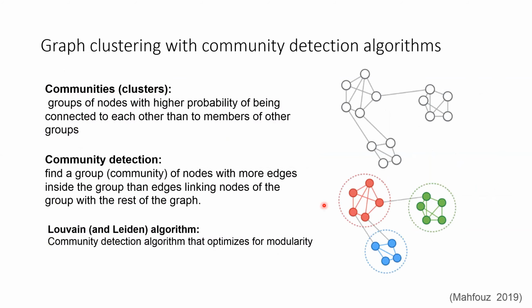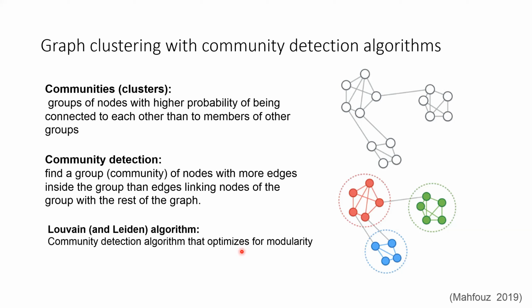Okay, so the third, and as of now, most popular and potentially best performing algorithm for cell type clustering of single cell RNA-seq data is graph clustering that uses community detection. And communities are defined as groups of cells with higher probability of being related to each other. So within the group, higher probability of being related to the other cells within the group than being related to cells that are members of other groups. And community detection algorithms find groups of cells where there are more edges inside of the group than edges linking cells to the rest of the graph.